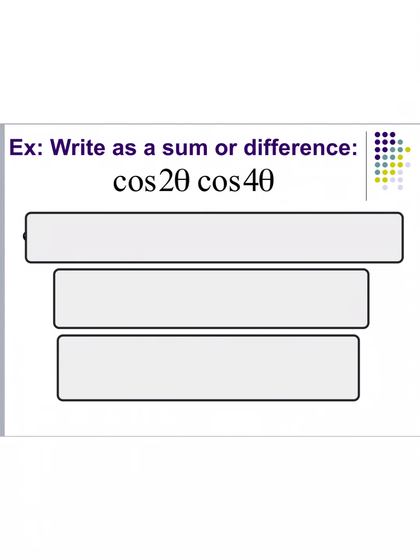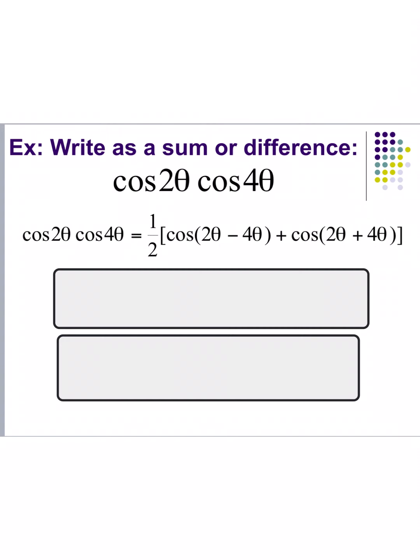We have the cosine of 2 theta times the cosine of 4 theta. So we're trying to identify our pattern here. Do we have both sines, both cosines, or is it a mixture? In this case, we have both of them being cosine. So when we go to choose the correct formula, we can see that we have 1/2 of cosine u minus v plus cosine of u plus v. We're going to go ahead and simplify our expressions on the inside. So we're going to simplify the 2 theta minus 4 theta and the 2 theta plus 4 theta.